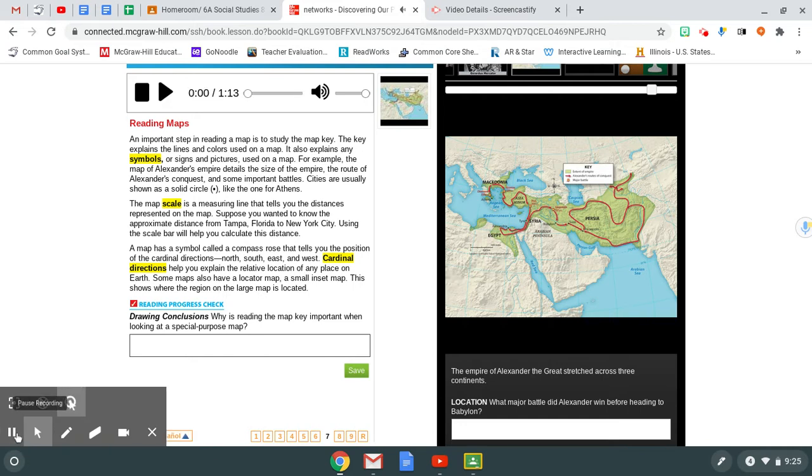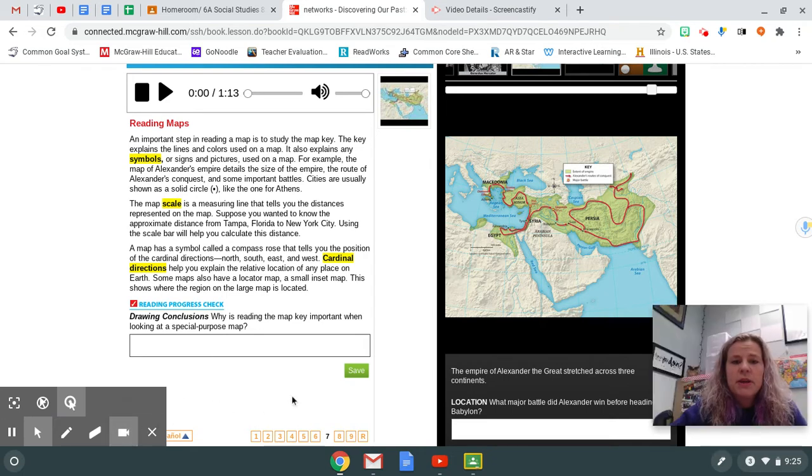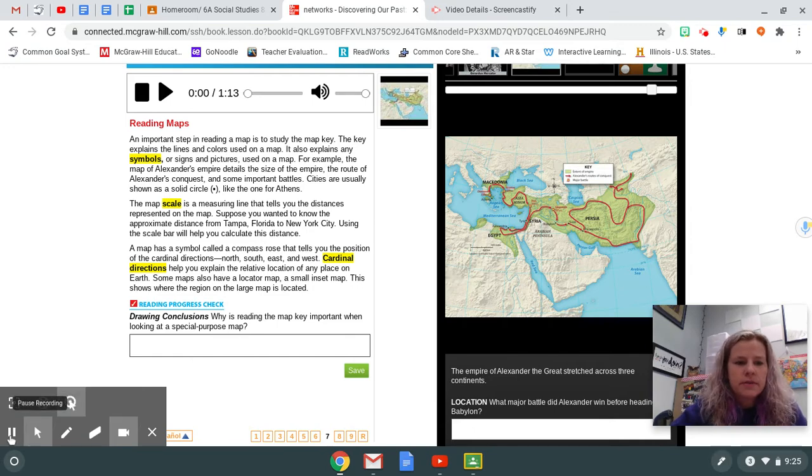Progress check. Okay, so going back to these cardinal directions, so the north, south, east, west, those are known as the cardinal directions. When you're referring to directions in between those, like northeast, southeast, southwest, northwest, those would be called intermediate directions. So intermediate, like in between those cardinal directions.